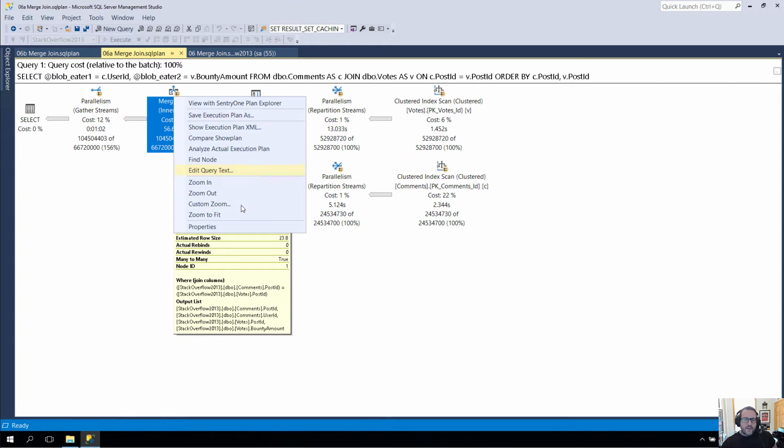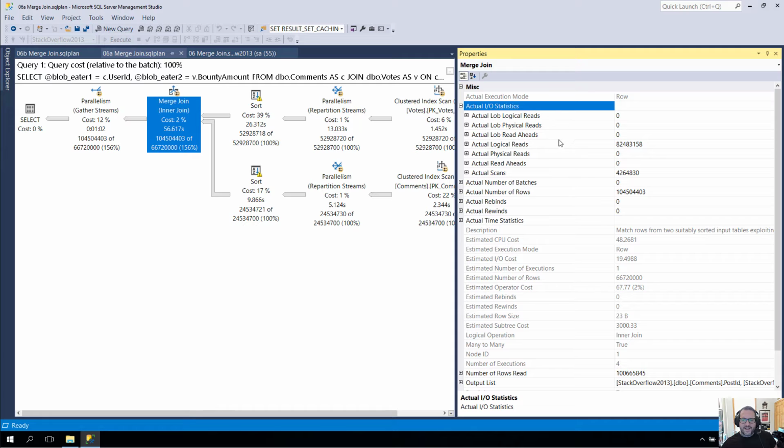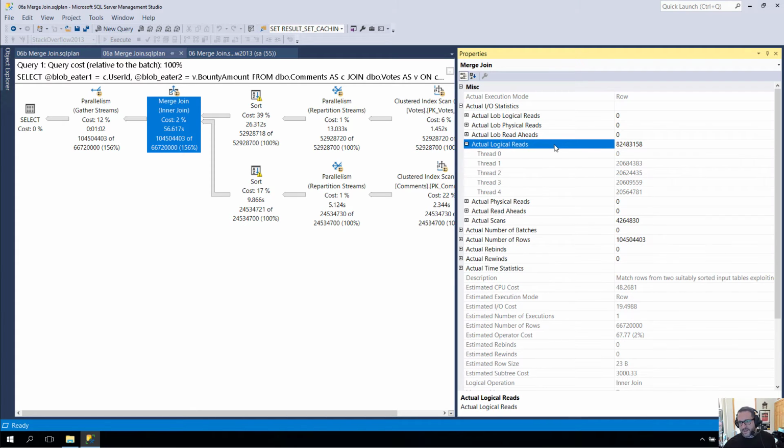And if we go into the properties of the merge join and we go into actual I/O statistics, we can see, normally if you were to turn set statistics I/O on, you would see in the output a work table for the merge join. Newer versions of SQL Server have that I/O information in the execution plan. So I find myself less and less using the set statistics time and I/O stuff on newer versions of SQL Server because so much stuff is in the execution plans.